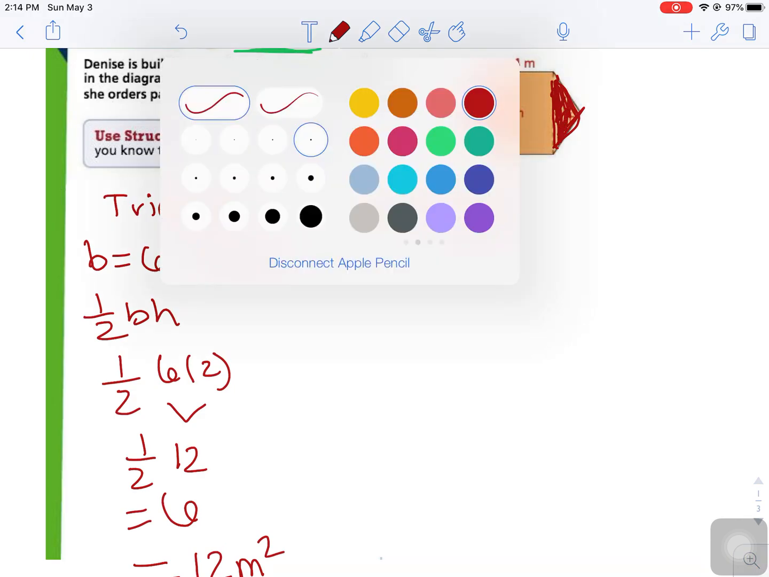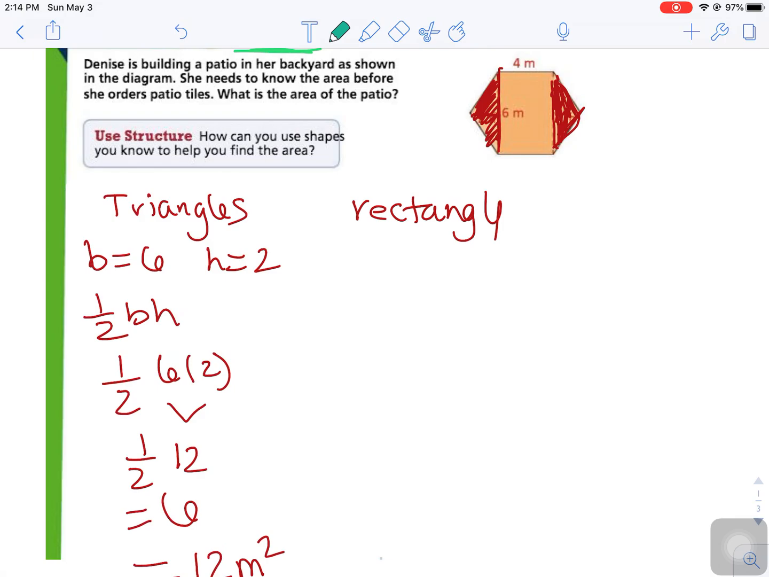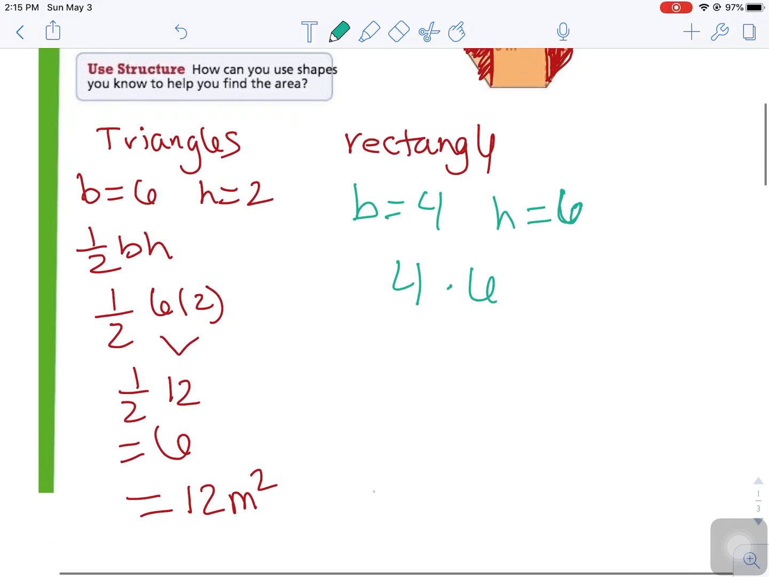And now we want to find the area of the rectangle. So for my rectangle, I have my length or my base of 4, and I have my height of 6, or my width of 6, either or. And I know I'm just going to multiply these 2 together to find my area. So the area of my rectangle is going to be 24 meters squared.